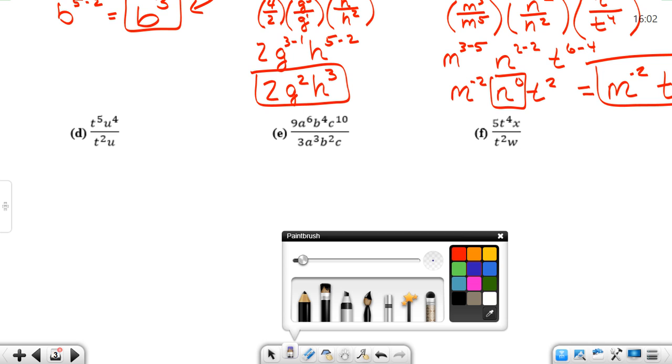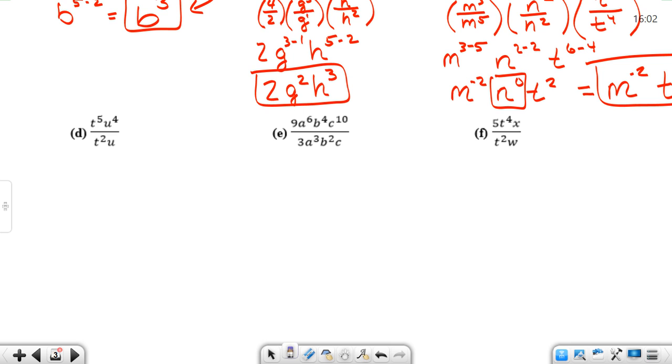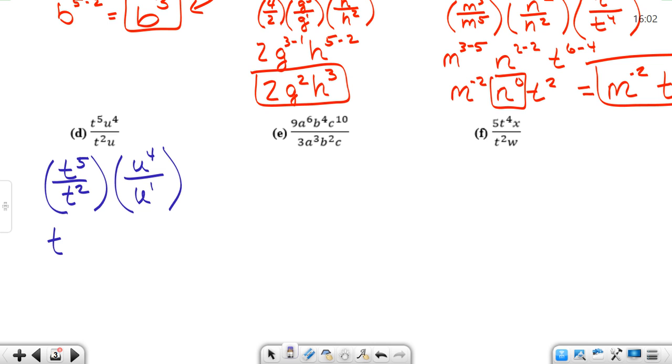Moving on to D. So we have t to the fifth over t squared times u to the fourth over u to the first. Again here, guys, t to the 5 minus 2, u to the 4 minus 1. So over here we're going to get t cubed u cubed.